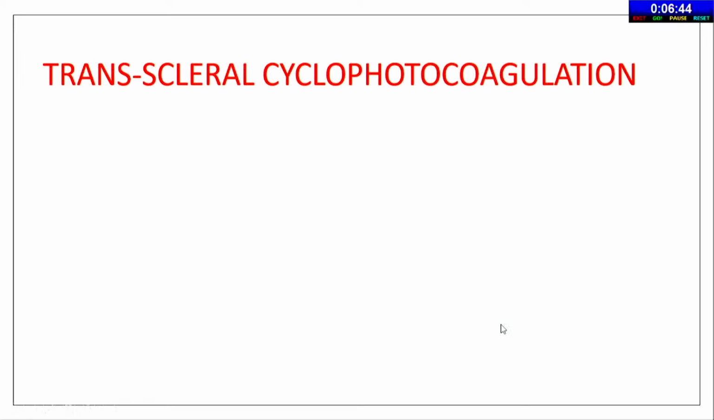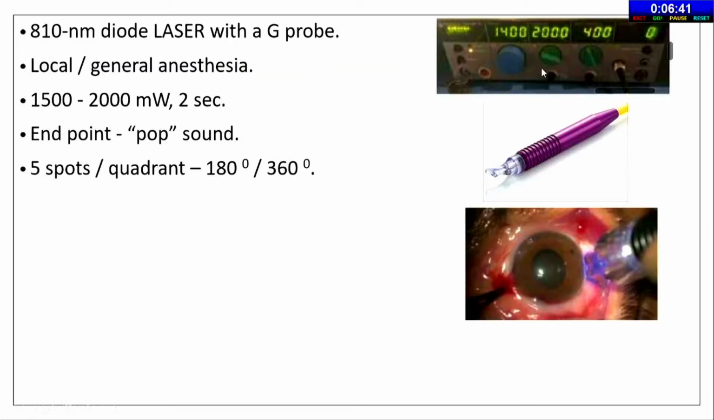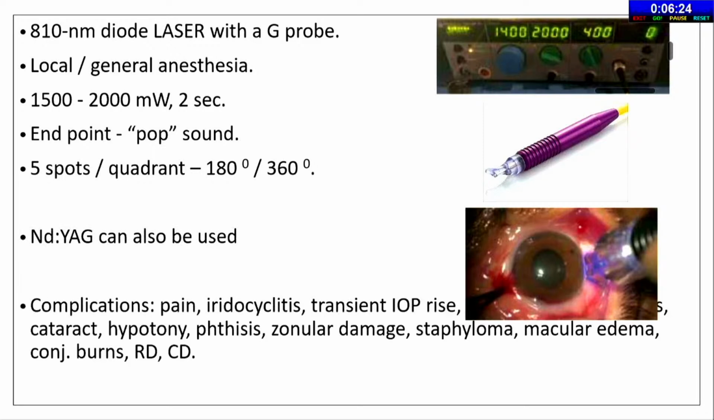What is commonly used is transscleral, wherein a diode laser is used, 810 nanometers. A G probe is used. This is known as a G probe. And the end point here is when you hear a pop sound. That means the ciliary process has actually got atrophied. And you can treat 180 or 360 degrees as required. Nd:YAG can also be used. Complications mainly, apart from the others, are that if you use excessive energy or treat excessively, then it can lead to hypotonia, phthisis. But this is still less common compared to cyclocryo.